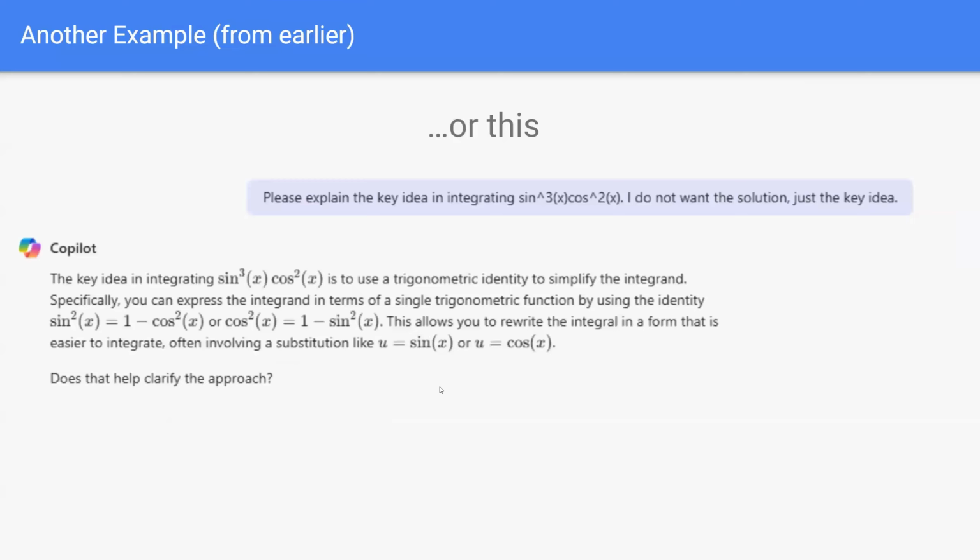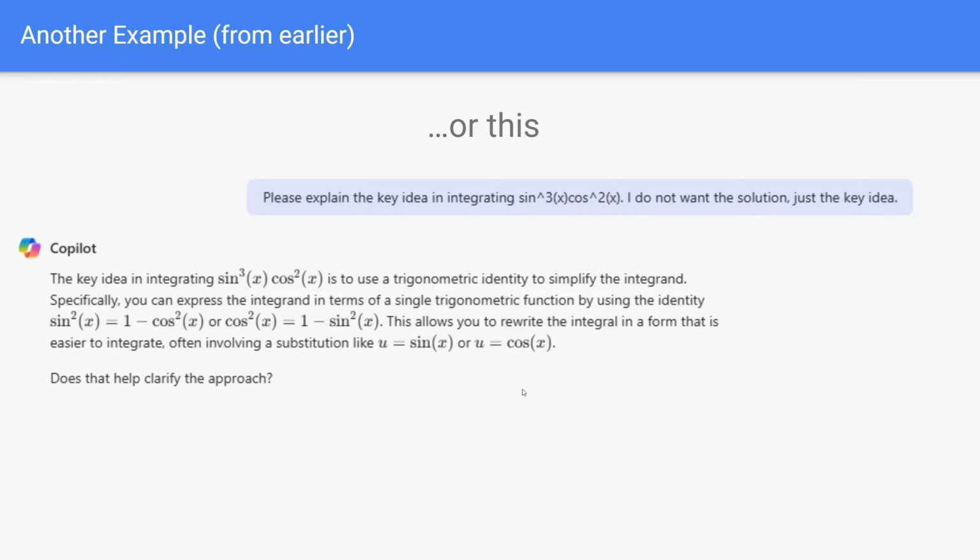Another way of doing this is just by explaining the key idea. So instead of asking for multiple steps or the first step, you could just say, what's sort of the trick to solving this integral? And here it gives you sort of a combination of the first and second steps. So again, we see it using this identity. Notice how it doesn't say rewrite sine cubed as sine times sine squared. It just says use this identity because that really is the key part. And then we're going to use substitution. And here they give you a couple different options. You can use this identity or this identity and then make an appropriate substitution.